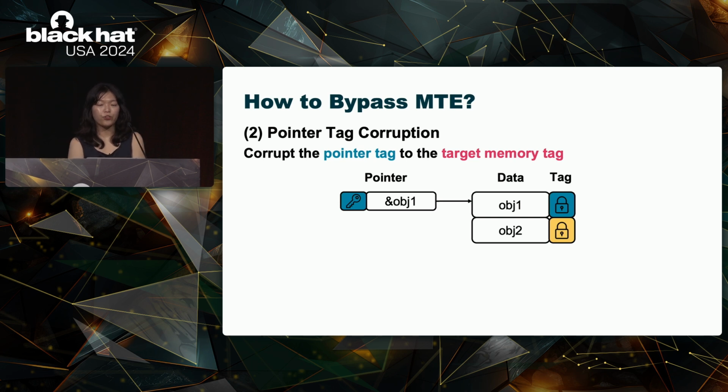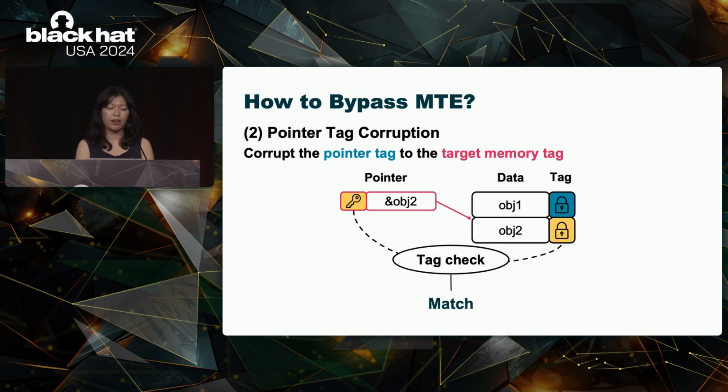Another way is to corrupt the pointer's tag. So if the attacker can corrupt the entire 64-bit pointer, the pointer's tag can be set to match the target object's tag, so it can bypass the MTE.